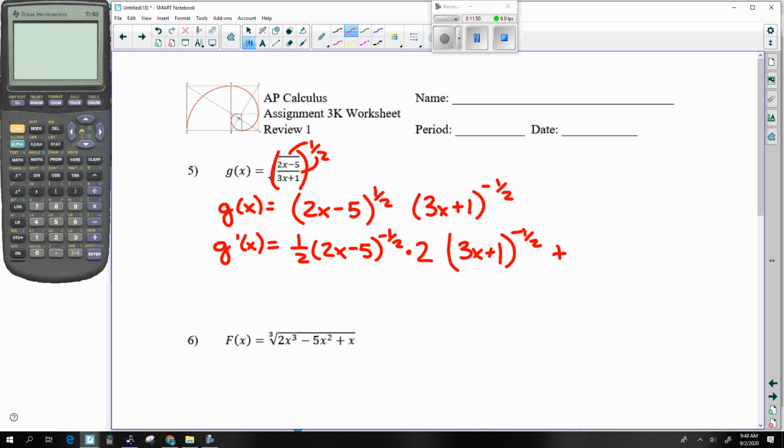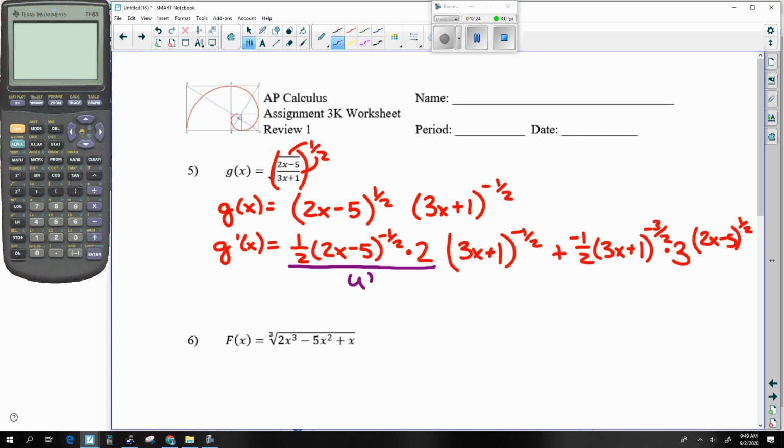plus v prime. Okay, so the v prime is going to be the derivative of that second bit. So that's the 3x plus 1 portion. And so that's going to be negative 1/2 to the negative 3 over 2 times 3. So don't forget the chain rule on that. So that's v prime. Now I have to add the u to that, which is just the regular 2x minus 5 to the 1/2. So again, let me write this in purple, what I just did.